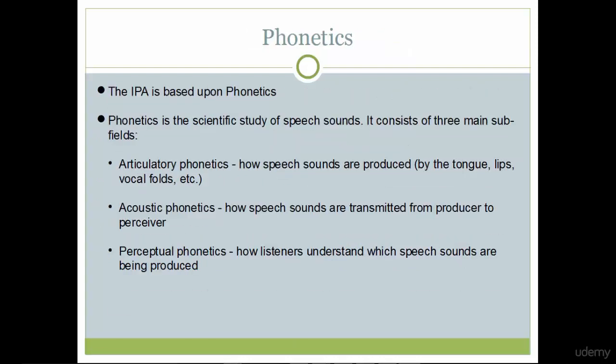The IPA is based upon phonetics. Phonetics is the study of speech sounds. It consists of three main subfields: articulatory phonetics, which is how the sounds are produced: the tongue, lips, vocal cords, etc. Acoustic phonetics is how the sounds are transmitted, and perceptual phonetics is how they're understood.